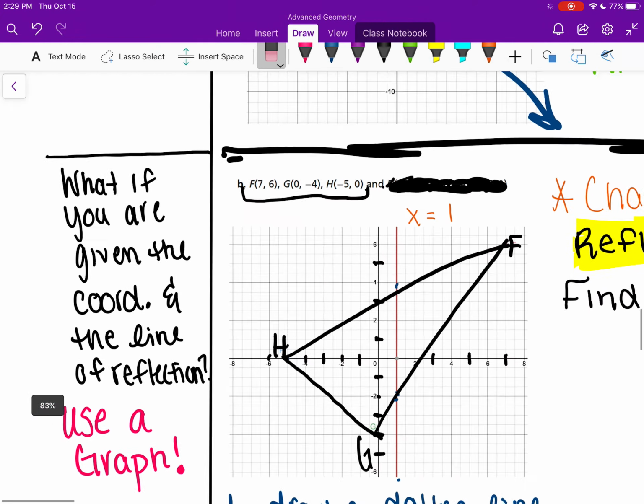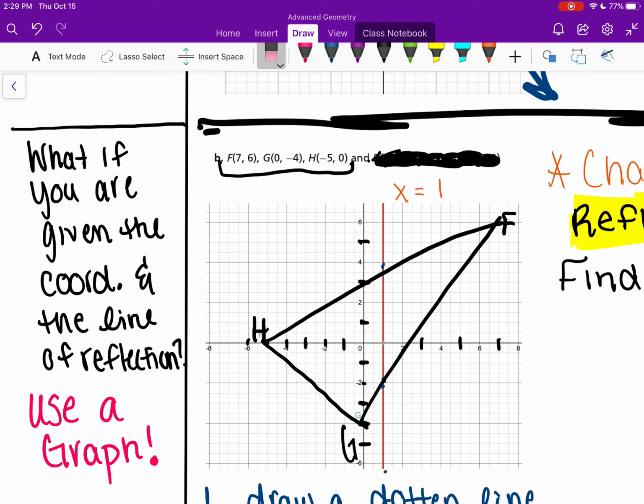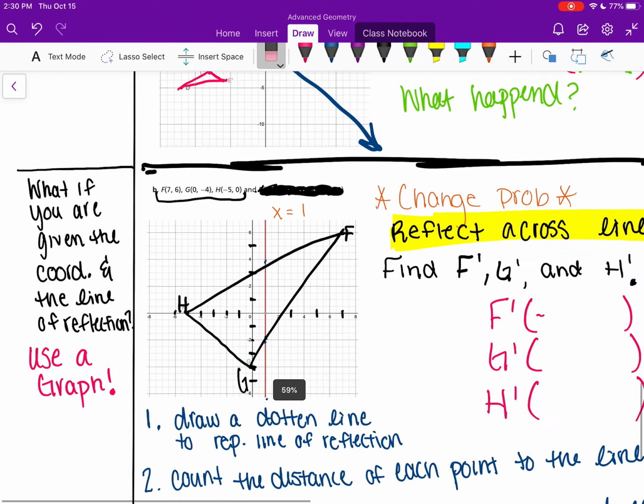So what if you're given the coordinates and the line of reflection and you need to find the new points? We're actually going to use a graph. So I'll tell you right now, we're not going to do example 5, and there is a decent amount of space to the right of example 5 to draw a little x and y axis and graph these points. We're going to change up the problem.